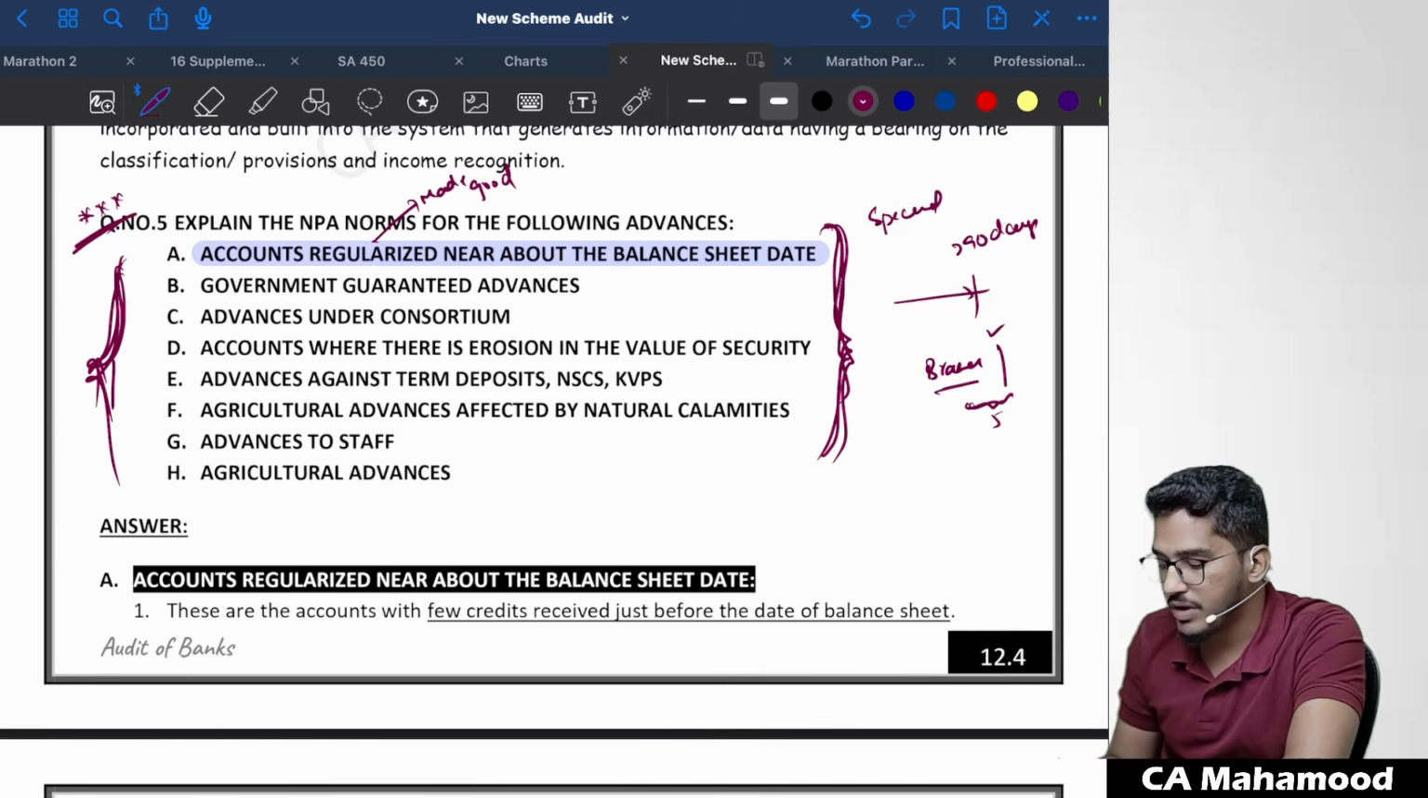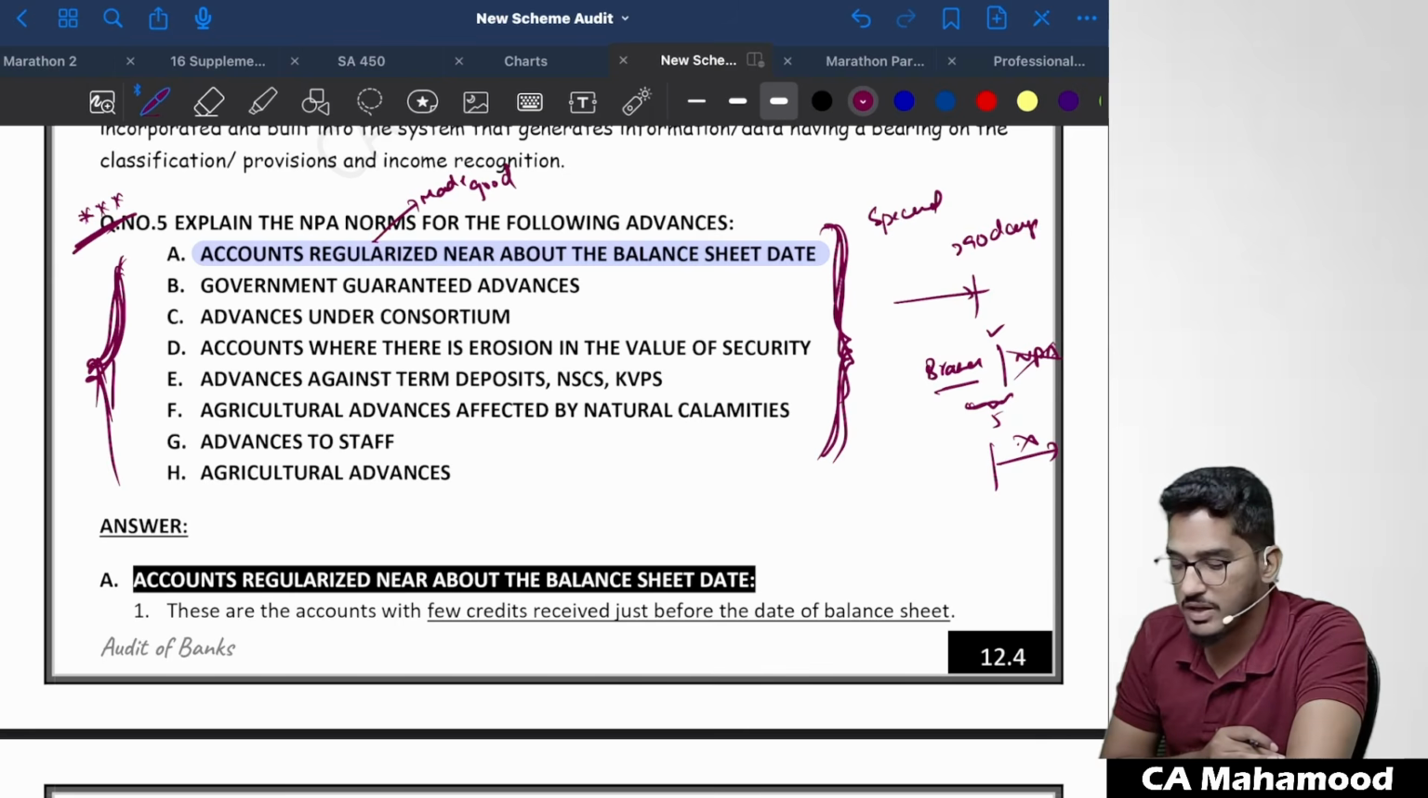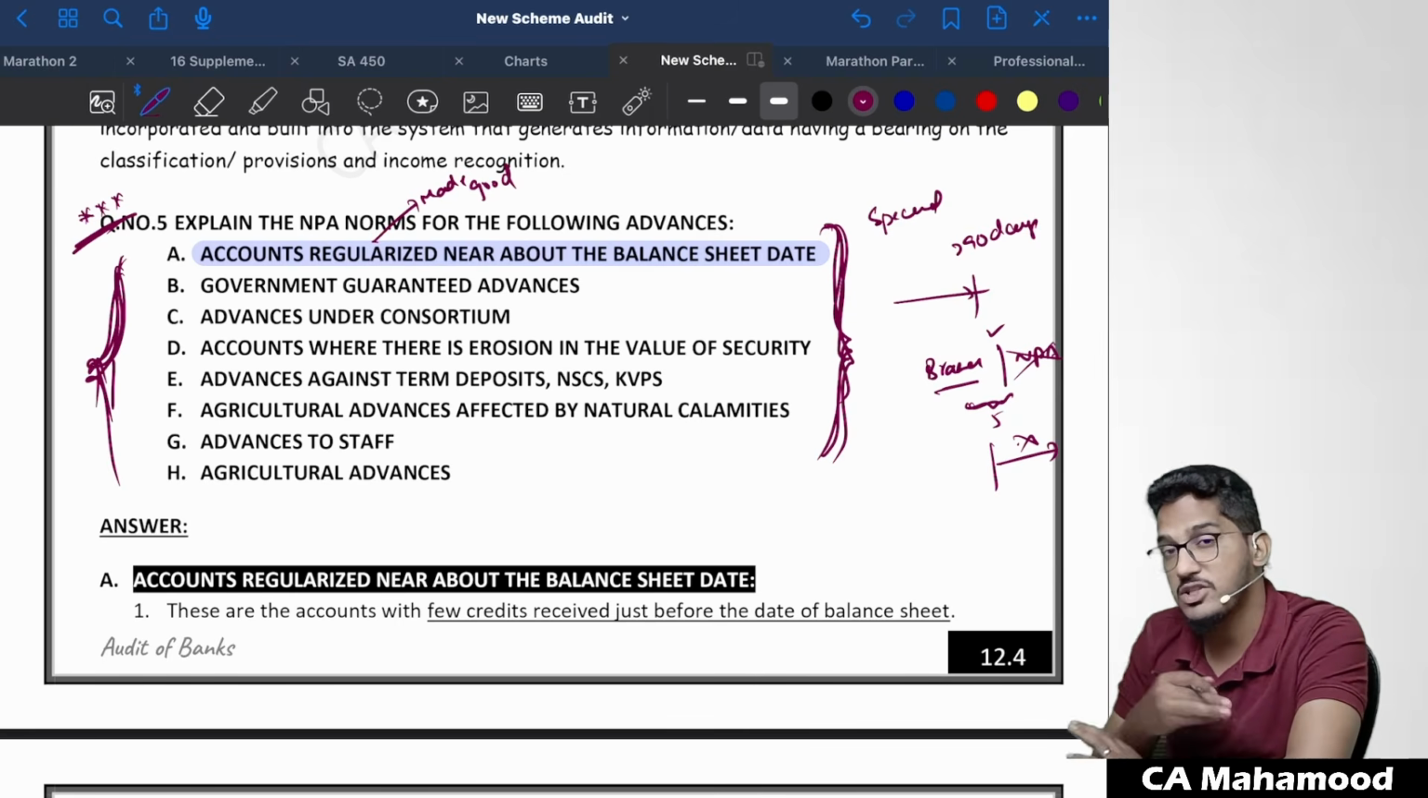Why, sir? If you record an entry, then the account will not remain overdue for more than 90 days, so it will not be classified as NPA. Then what they do is, immediately after the closure of the financial year, in the next year they will reverse that entry. Some managers play these cheap tricks to avoid accounts being classified as NPA, so that branch performance will be good and they will get increments as expected.